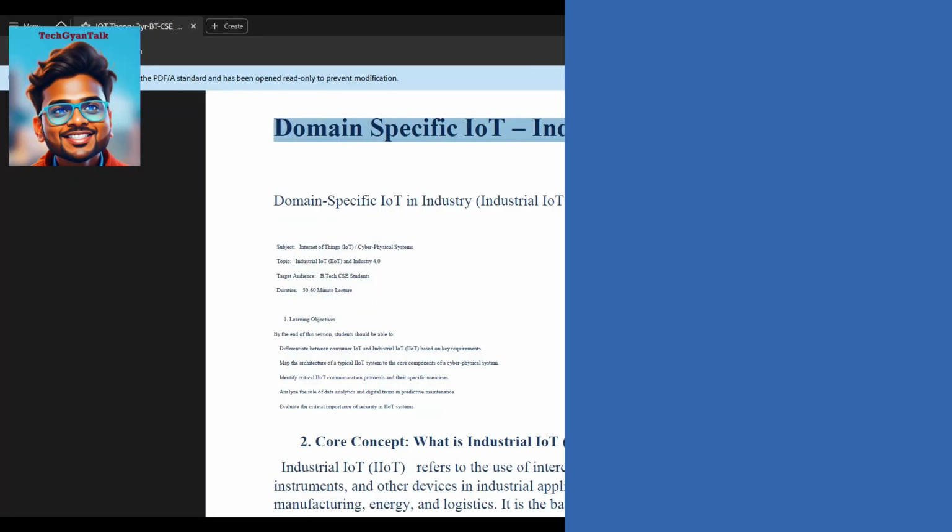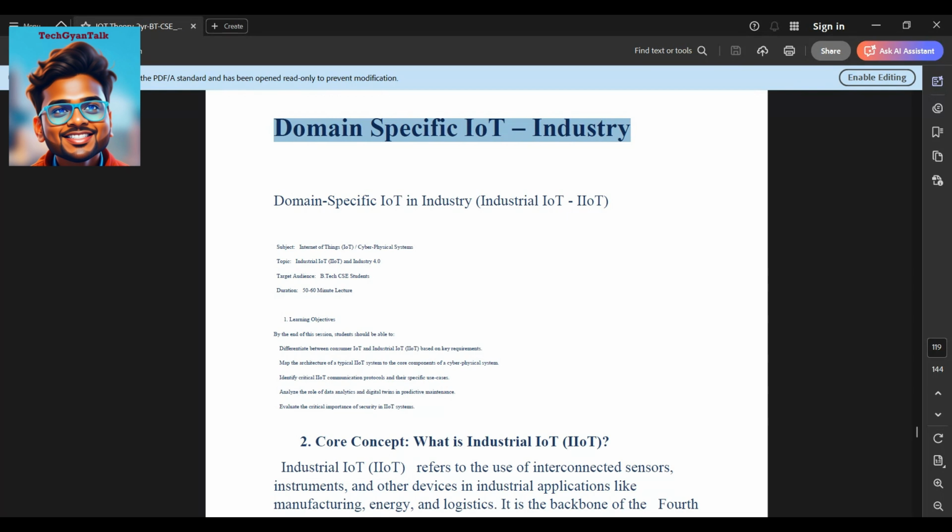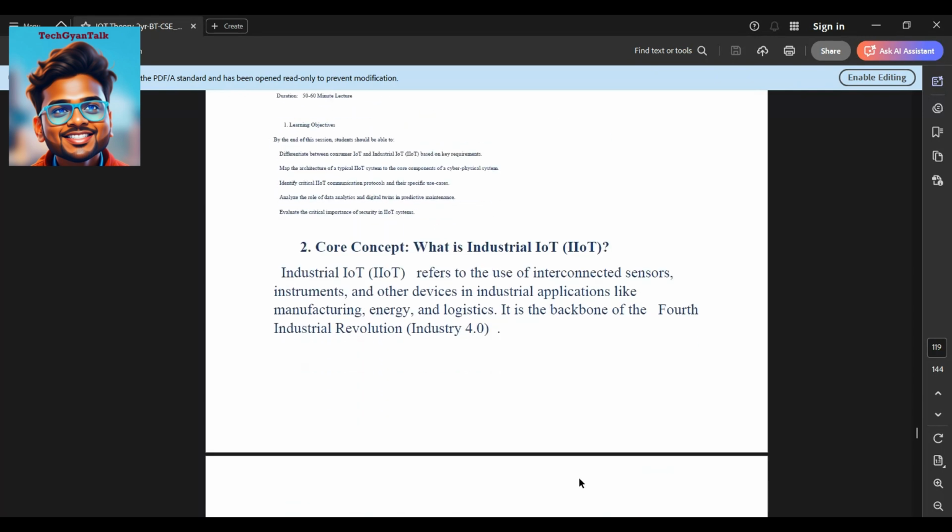Today's topic is the application of IoT, that is, domain-specific IoT in industry. So the core concepts: what is industrial IoT?